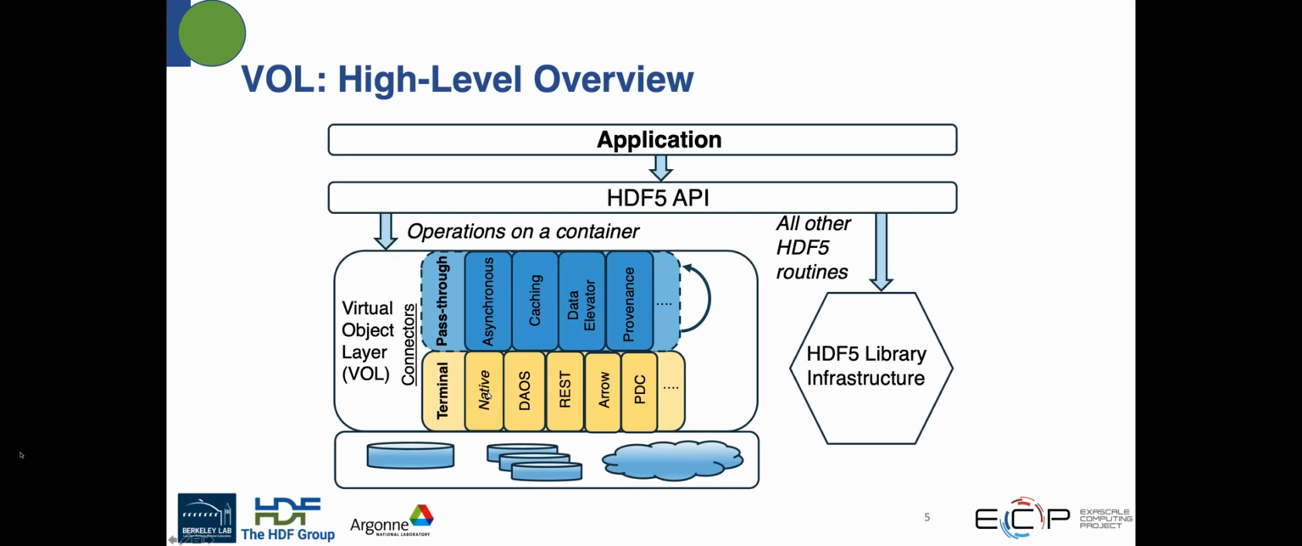And for terminals, native is the one that comes with HDF5, and there are DAOS and REST terminal connectors. And then we have recently been working with Apache Arrow. The Proactive Data Containers is another object abstraction that has a terminal VOL connector as well. So in this talk, I will not cover all of them, but I will just go through the asynchronous and caching, which are most relevant.